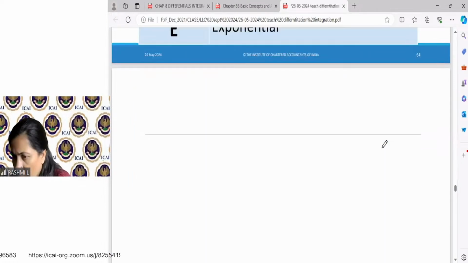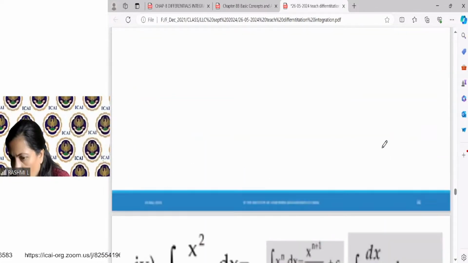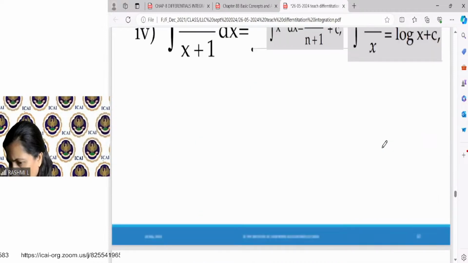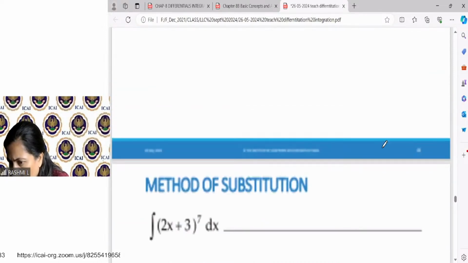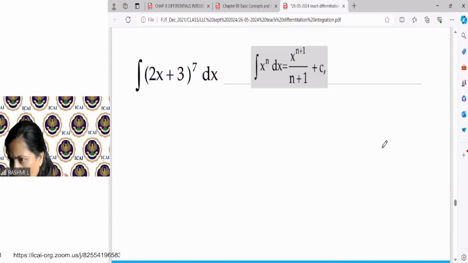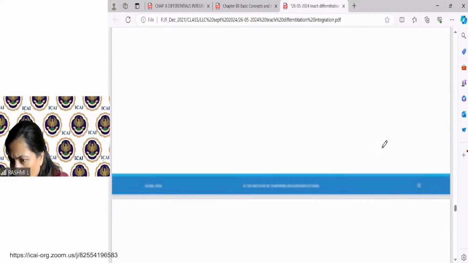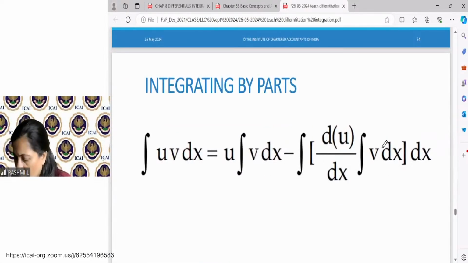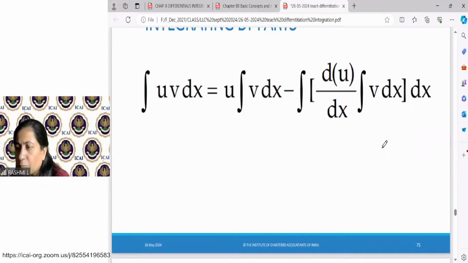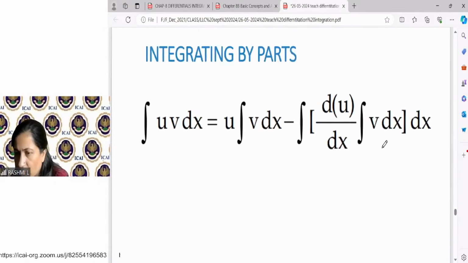Let me see whether I have taken this. This also you can do on your own. Substitution, partial fraction, yes, integration by parts. So what does integration by parts mean? If time permits, I will also take the substitution method. Don't worry.